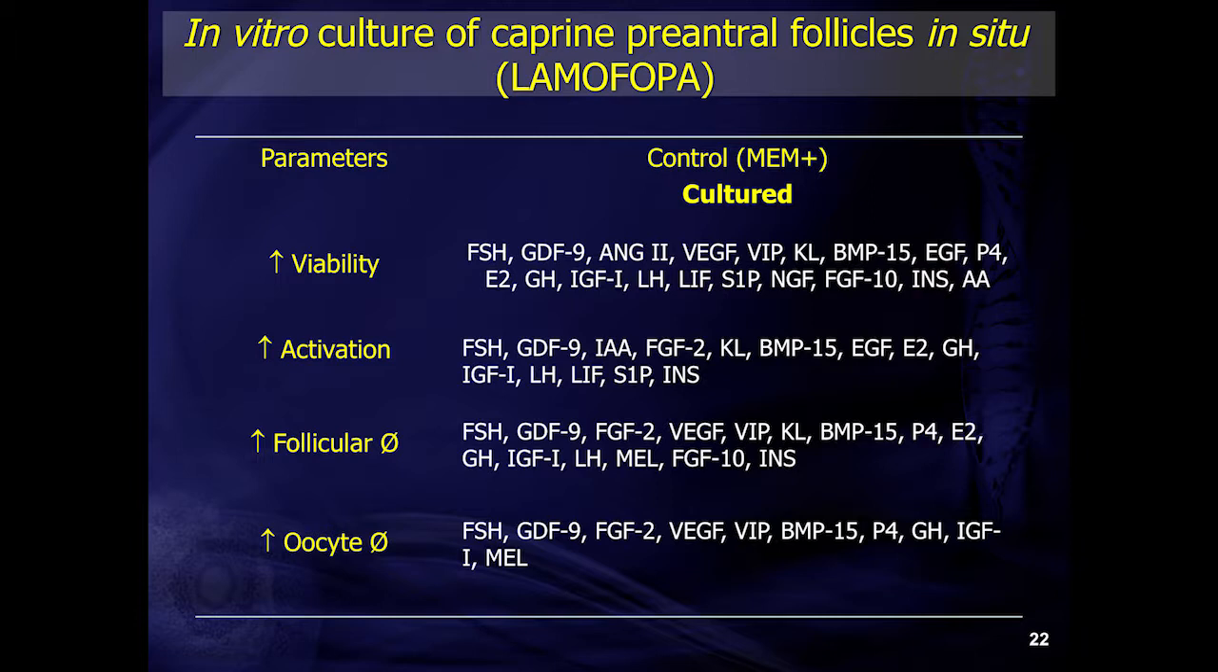Similar results have been obtained using preantral follicles from cow, pig, sheep, and mares as well. It's very similar, in fact. As you can clearly see here, many factors improve the same endpoint, which can be explained by the fact that all these factors end up controlling gene expression, which determines follicular fate.